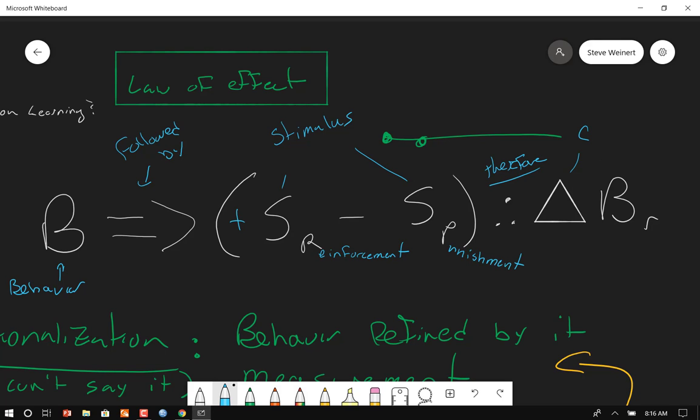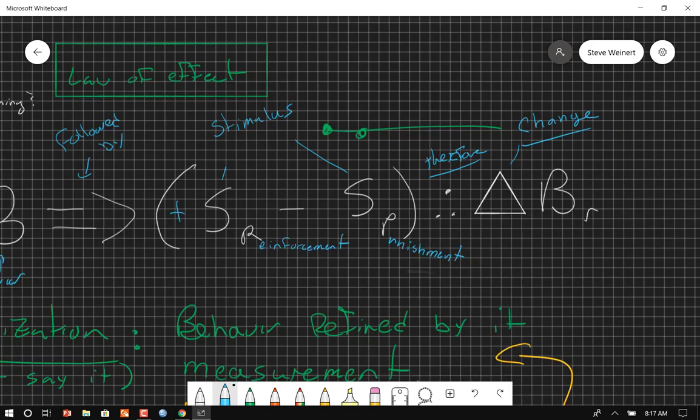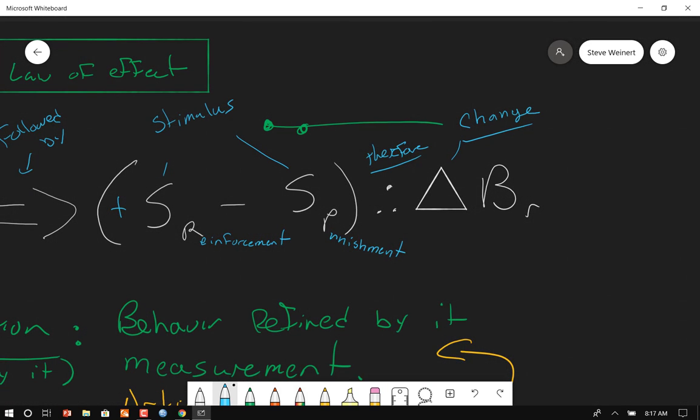So the delta means behave. B means behavior. And the last little part, the lowercase r, represents probability. And for those people that are in statistics, r equals the sum of z, x, z, y divided by n. But we'll just ignore that.